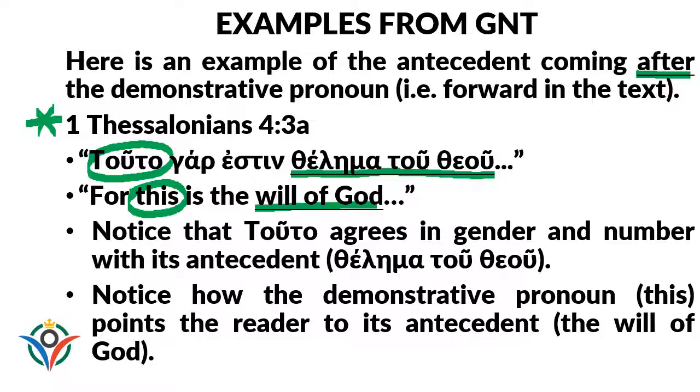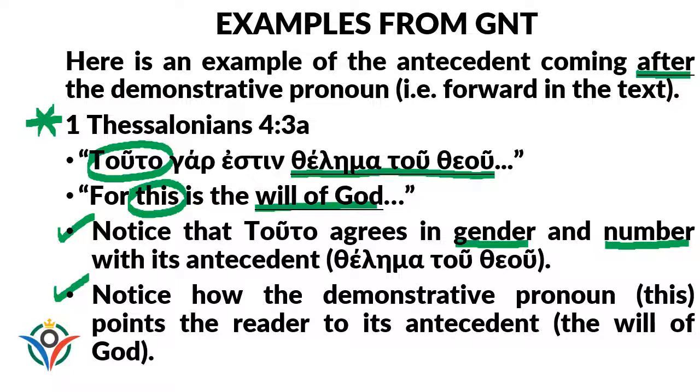So just two things that I want to bring to your attention. Firstly, notice that tuta agrees in gender and number with its antecedent, which is specifically thelema, which is will, but we can include there tu theu, so it's the will of God. And then the second thing is notice how the demonstrative pronoun, this, points the reader to its antecedent, which is forward in the text.